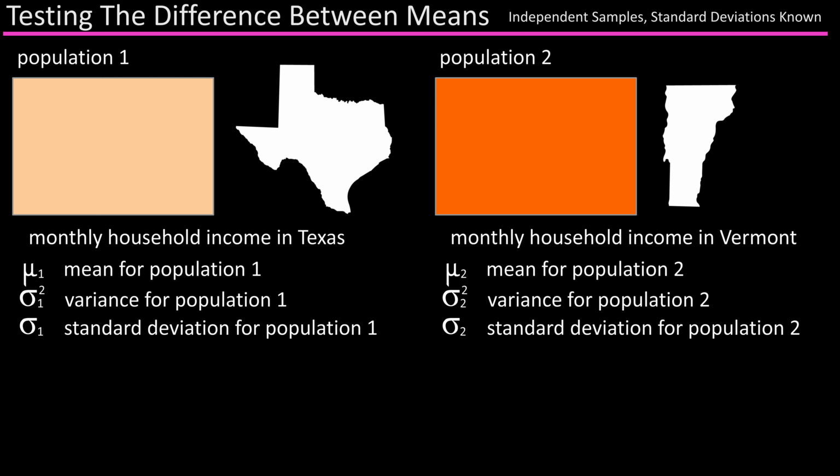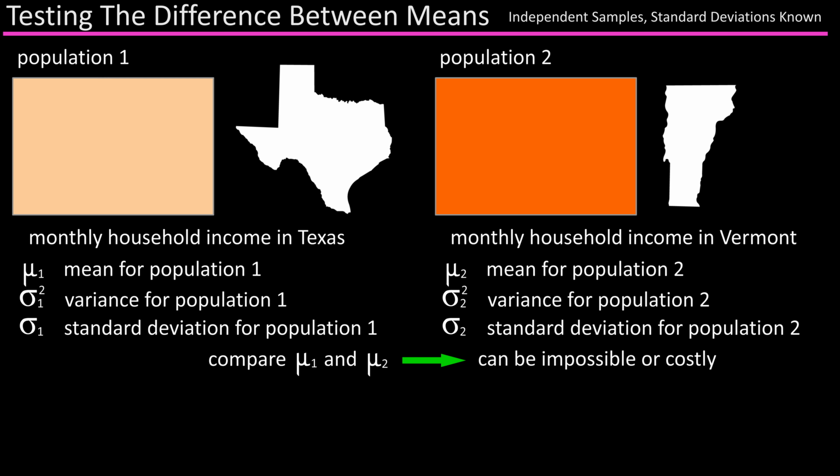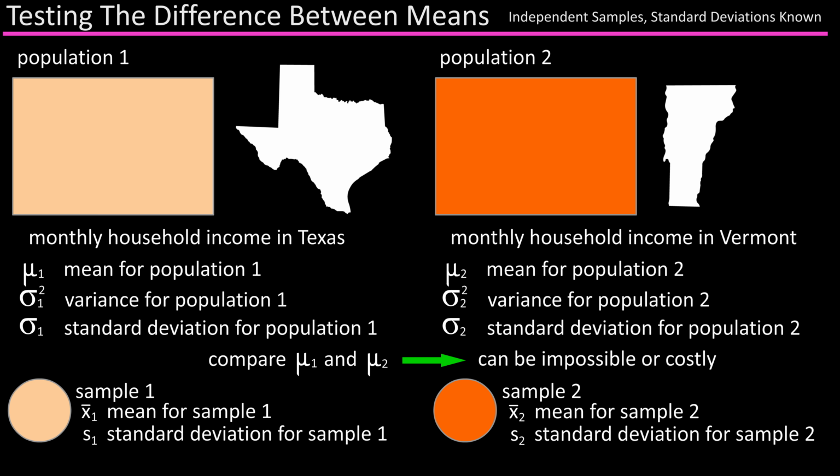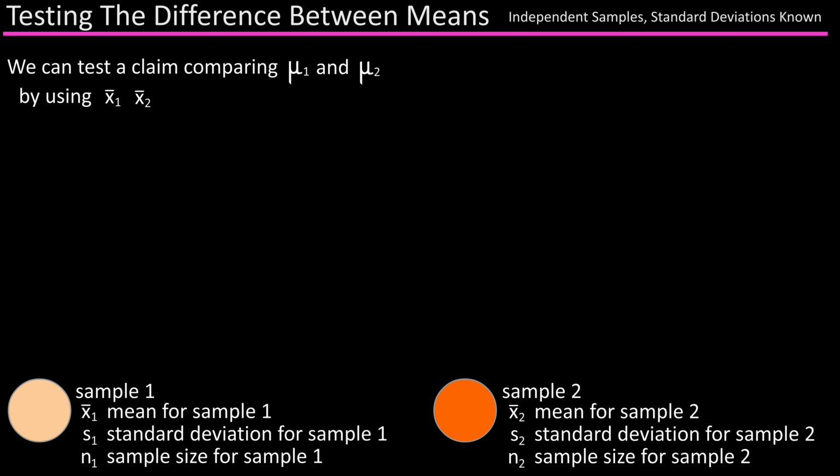Many times we want to compare parameters from populations, such as the means for monthly household income in Texas versus Vermont, mu1 and mu2. But it is many times impossible or too costly to get all of the data from a population. So we can get samples from the populations, sample 1 and sample 2, and calculate their statistics, such as their means, x bar 1 and x bar 2, their standard deviations, s1 and s2, and their sample sizes, n1 and n2.